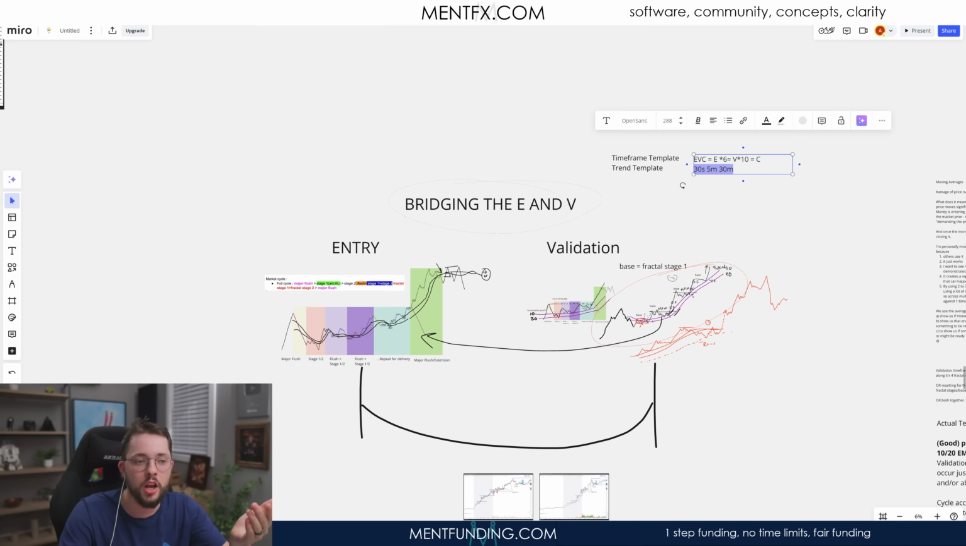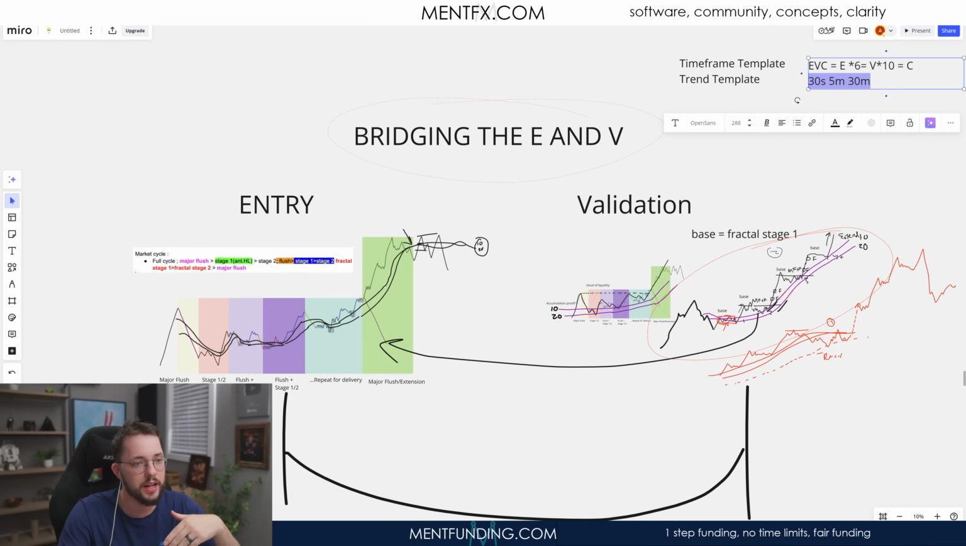And then all of a sudden, you're focused on the cycles of price, which is what I'm teaching you to do. And these are the cycles that I use personally, this entry and this validation. This is literally how I look to enter trades.